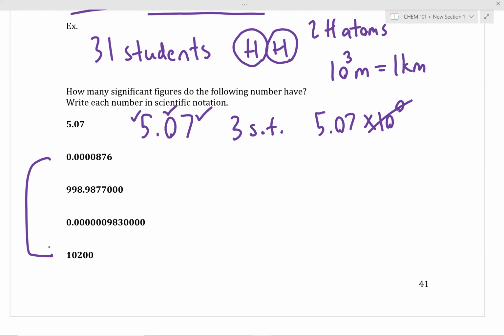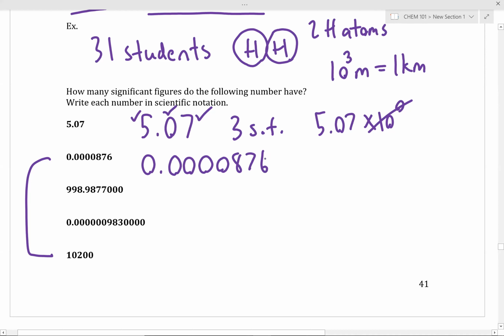Okay, so I saw a lot of reasonable answers. Let's elicit some class response here. So if we have 0.0000876, would someone like to volunteer? How many significant figures does this number have? 3. Yep, this has 3 sig figs. Looking at these zeros in front, are they before the first non-zero digit? So these are leading zeros and they are not significant. So the only significant digits are these 8, 7, and 6, the 3 non-zero digits.